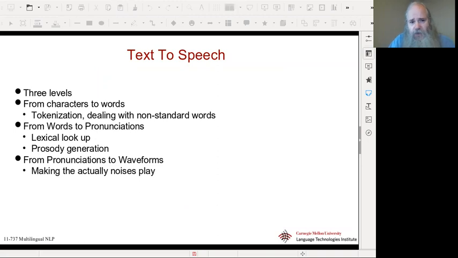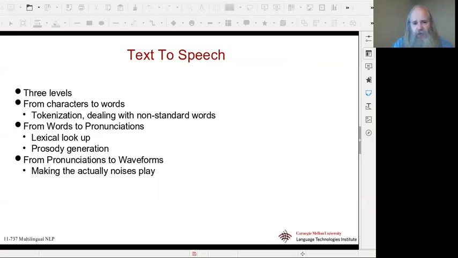There's usually talked about three different levels of analysis that you have to care about when you're doing text-to-speech. The first thing is you've got a string of characters. We'd like to be able to get the words out of it. This involves tokenization. So if we're Thai, Japanese, Chinese, we have to be able to do word segmentation. We would also have to deal with what we call non-standard words. This is things like numbers and symbols, etc.